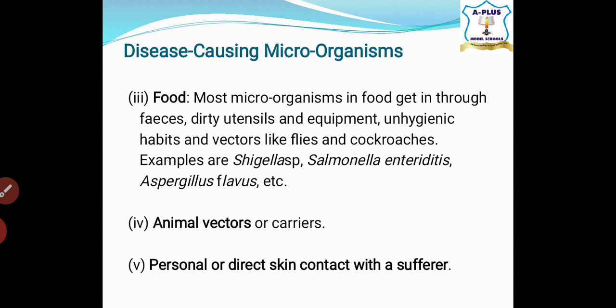So with dirty utensils, if you want to use a spoon, you wash it. If you want to use a plate, you rinse it with water. And unhygienic habits, like going to the toilet without washing your hands or touching dirty things without washing your hands, can transfer microorganisms into your food. And vectors like flies, I think I've explained that. Flies and cockroaches, with examples such as Shigella sp, Salmonella enteritidis, Aspergillus flavus, are examples of microorganisms that can attack your food. Animal vectors or carriers, yes, there are some animals too that can carry microorganisms, like Plasmodium in mosquito.